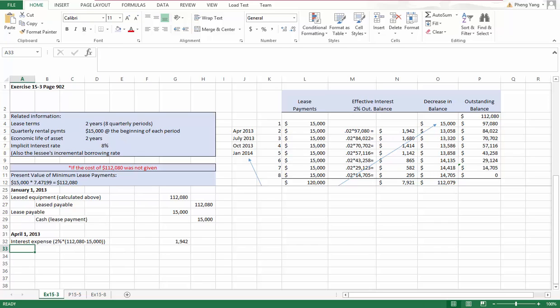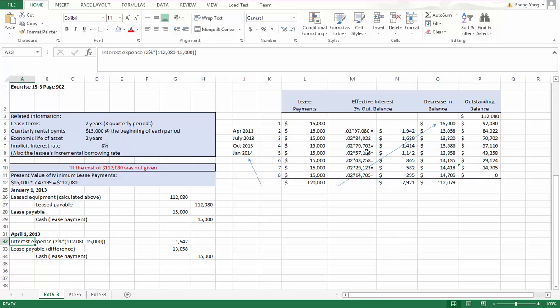I'm also going to debit my lease payable to lower that amount, which will be the difference of the cash payment that I'm making, which is the lease payment of $15,000. That's always going to stay the same. So if I took my $15,000 minus the $1,942, I get this amount. So basically I'm just going down and making the journal entries for this array of numbers here, and showing you how to calculate.